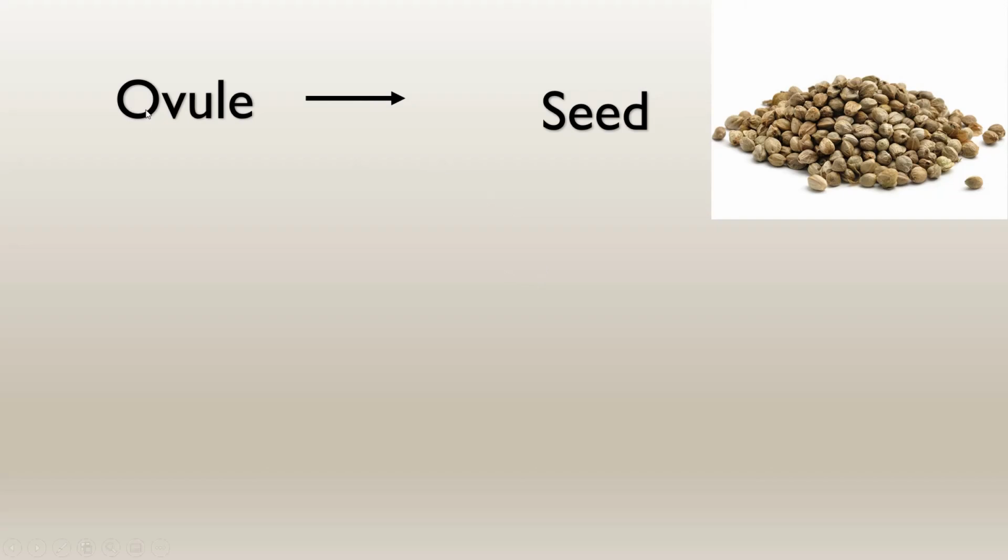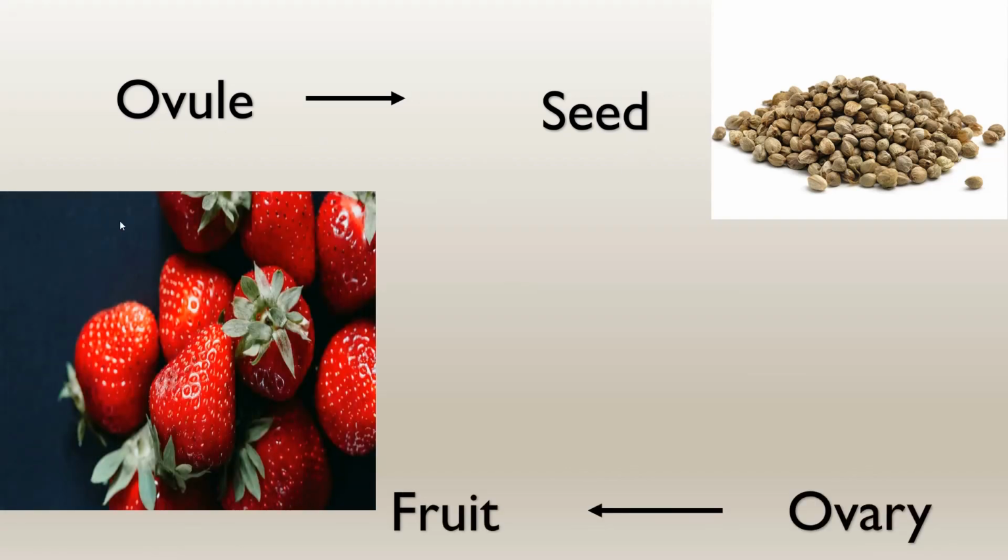Now, in general, the ovules that we observe inside the flower develop into seeds. Whatever seed we generally observe in the case of a fruit develops from the ovule part of the flower. And the ovary of the flower generally develops into the fruit. All the fruit is nothing but the ovary. It gets mature and develops into a fruit.